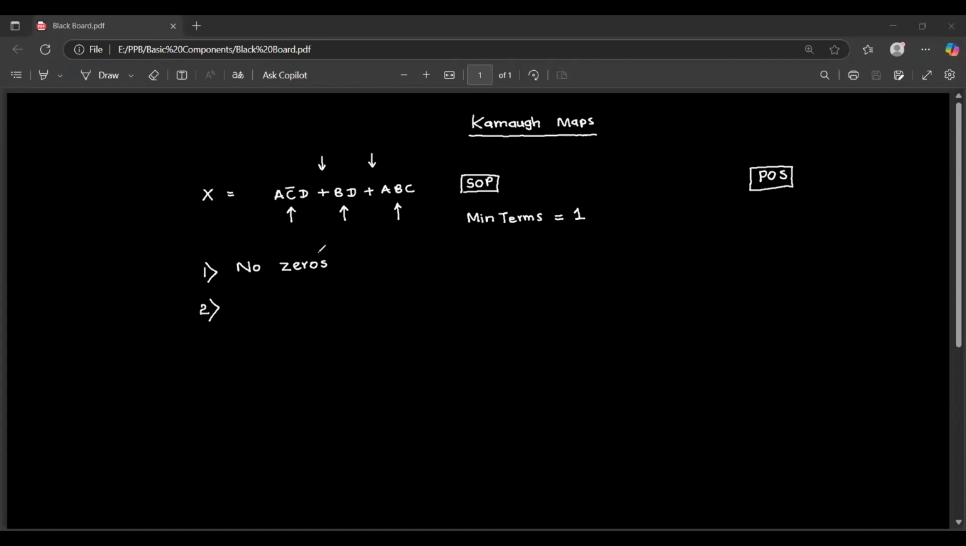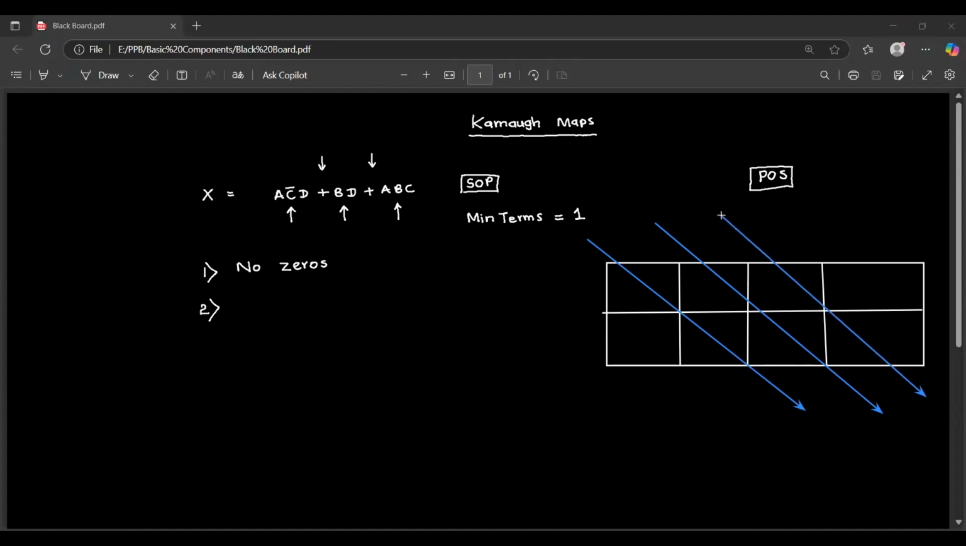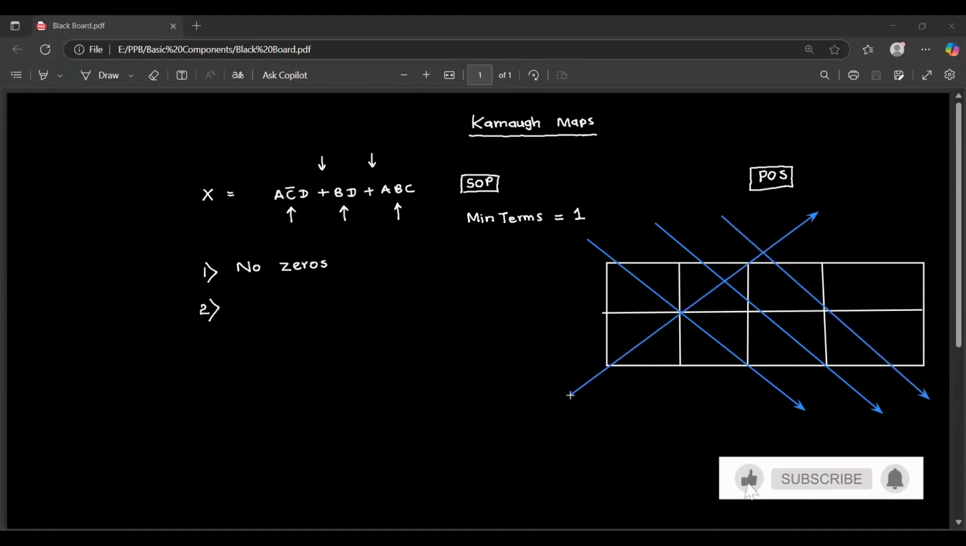Second one, a K-map is like a rectangle. It can also be a square, obviously, but mostly it's a rectangle. Let's draw a rectangle, a 2 by 4 rectangle. In this rectangle, this direction can be considered a diagonal direction. This is a diagonal direction, and this is also a diagonal direction.